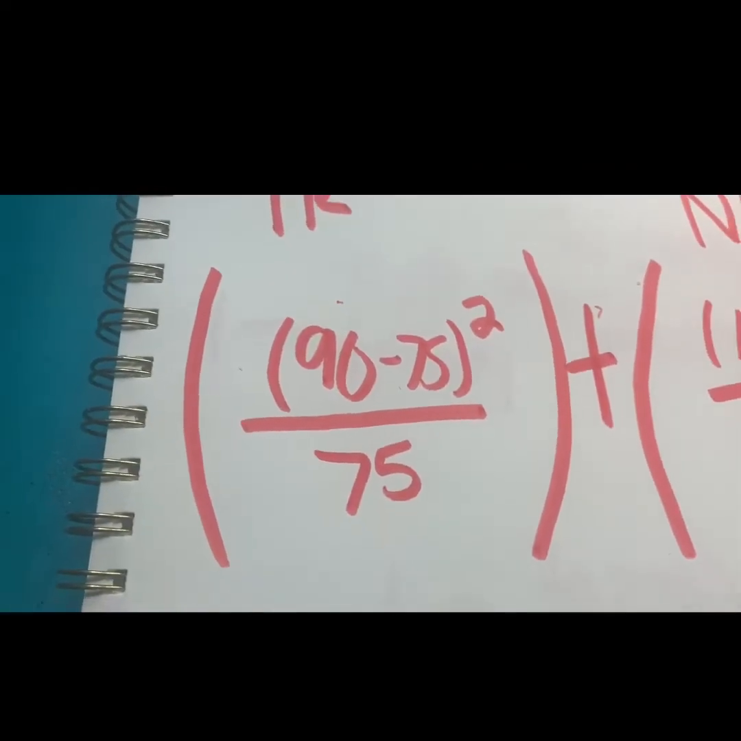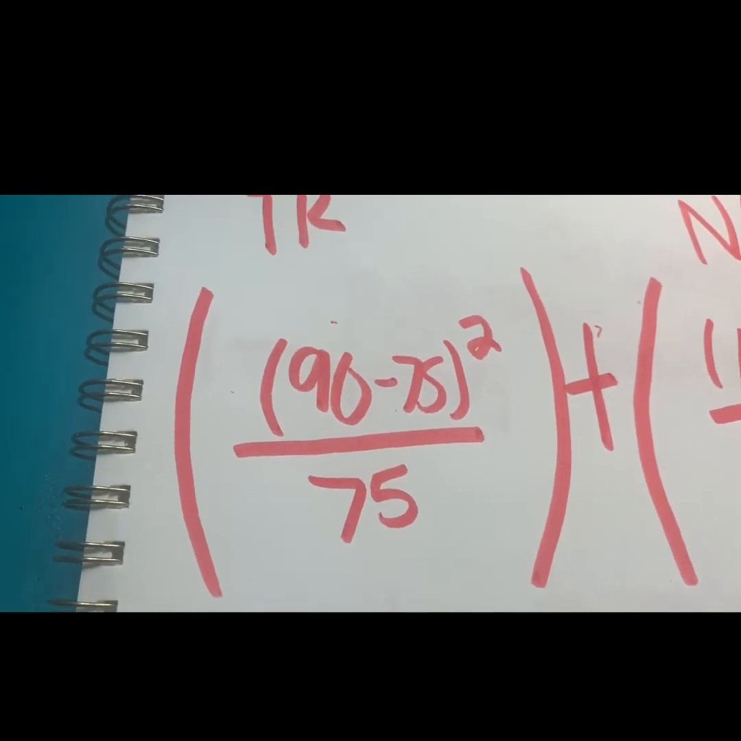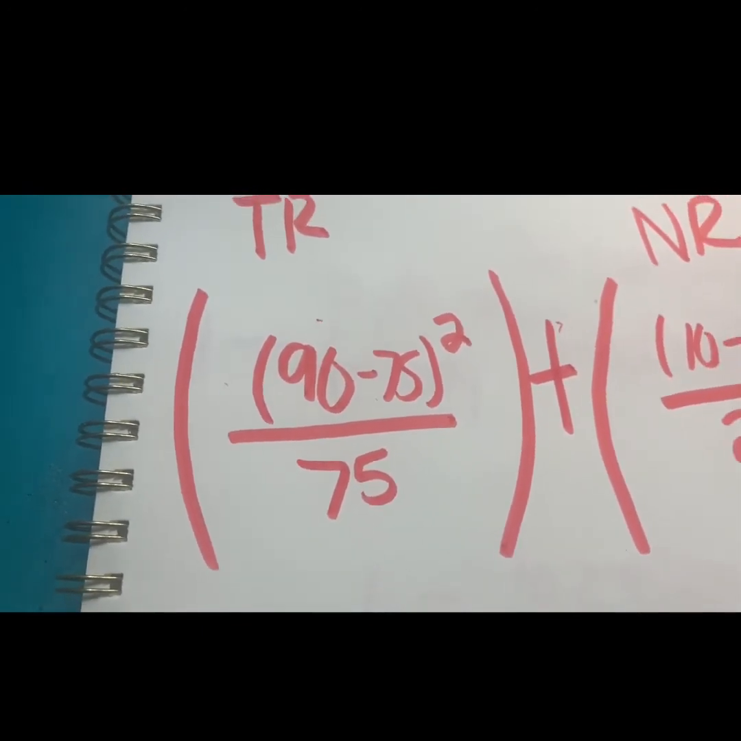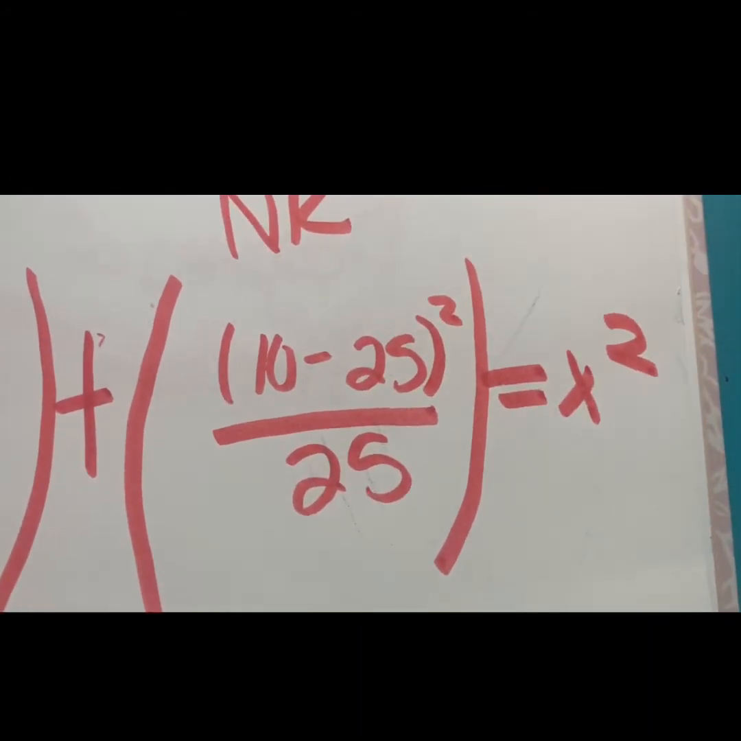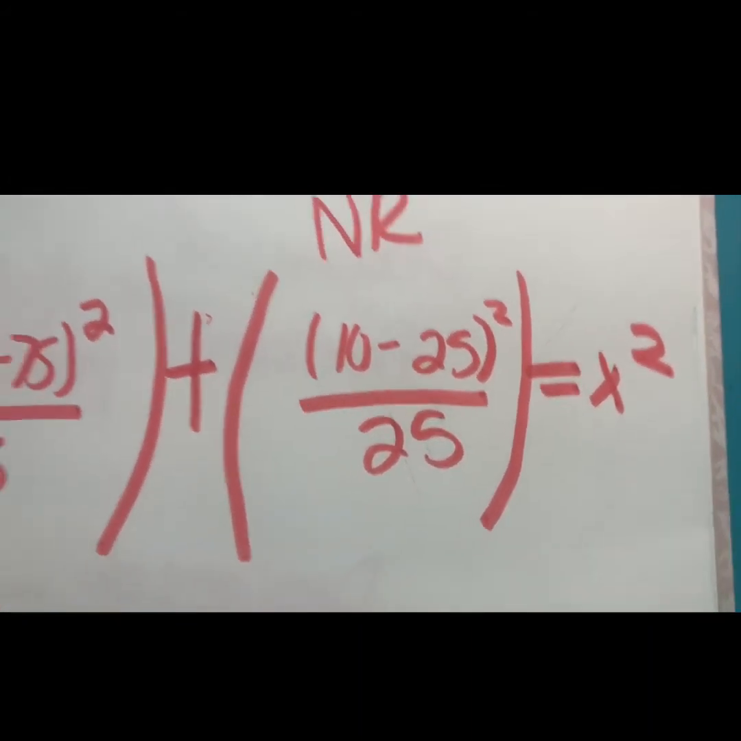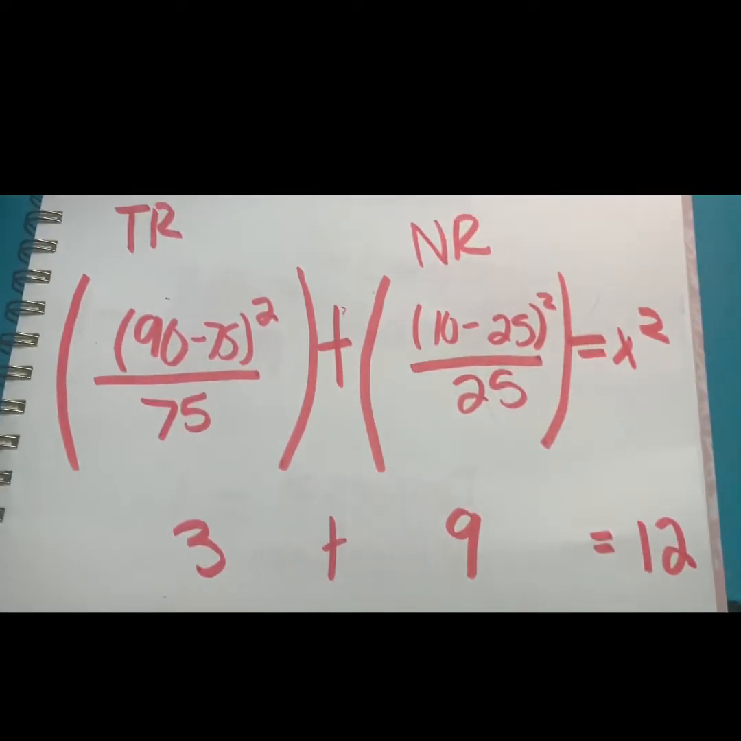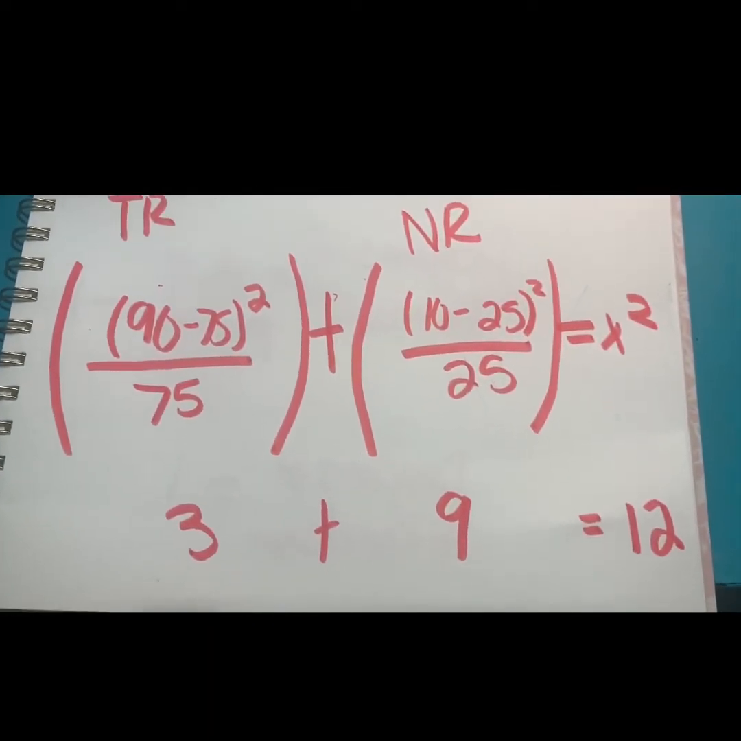In this situation, we observed 90 tongue rollers and expected 75. We observed 10 non-rollers and expected 25. This leaves our chi-square value to be 12.